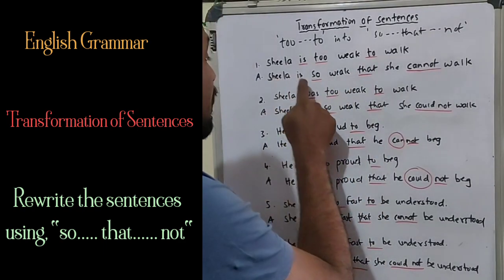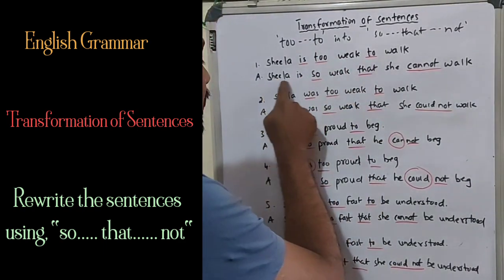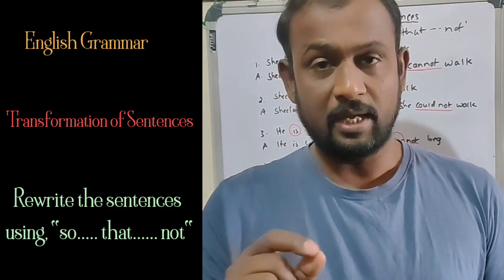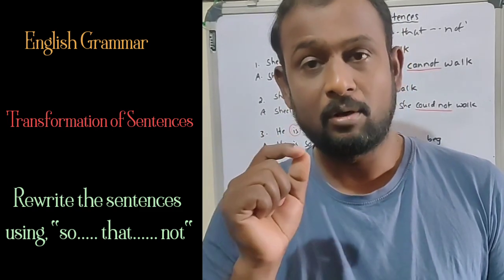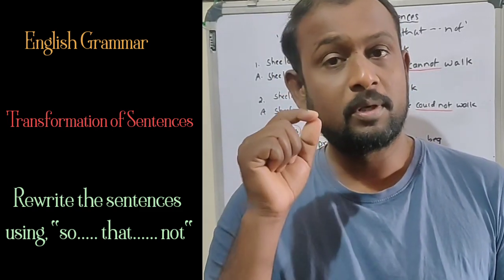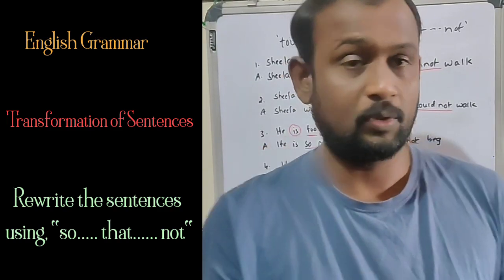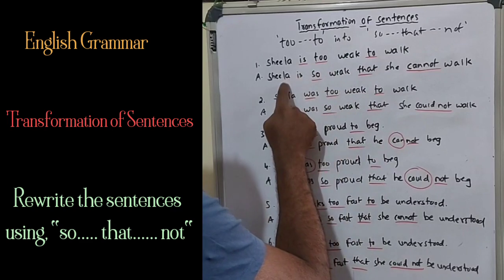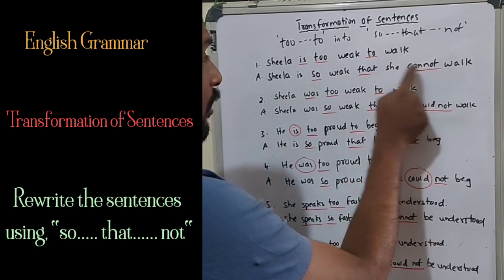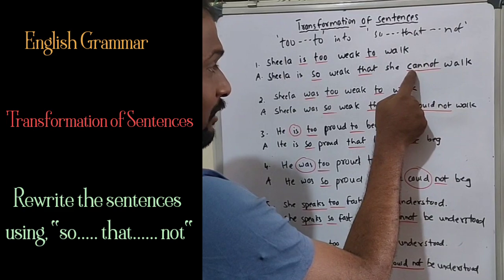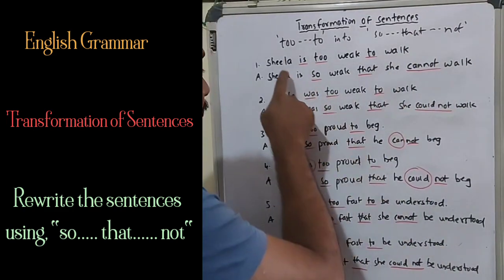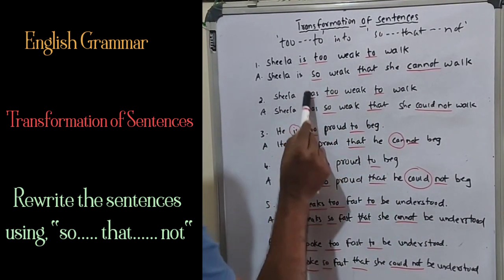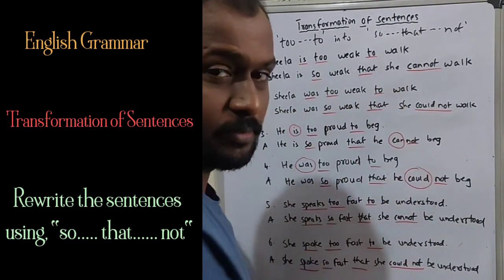Sheila is so weak that, Sheila is a lady, so use she. If you are talking about a lady, use she. If you are talking about a man or a boy, use he. And if you are talking about things and animals, use it. Sheila is so weak that she. And before writing not, you add can: cannot walk. Similarly, I have written the same statement in past tense. Look at this. This is present tense, this is past tense. Sheila is too weak to walk is present tense.